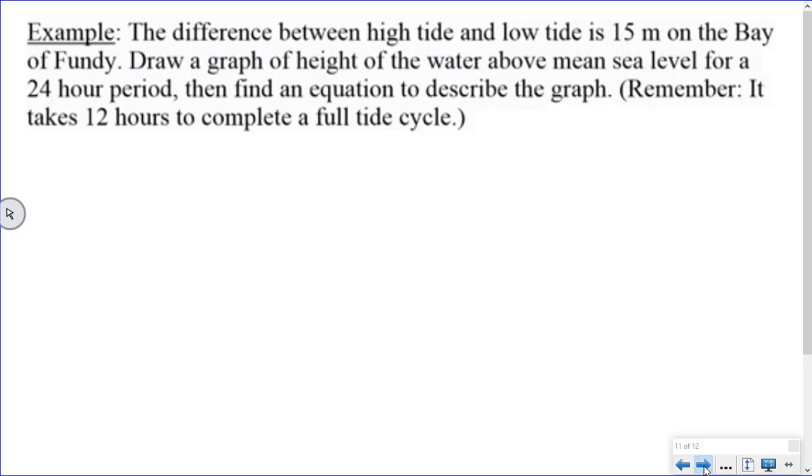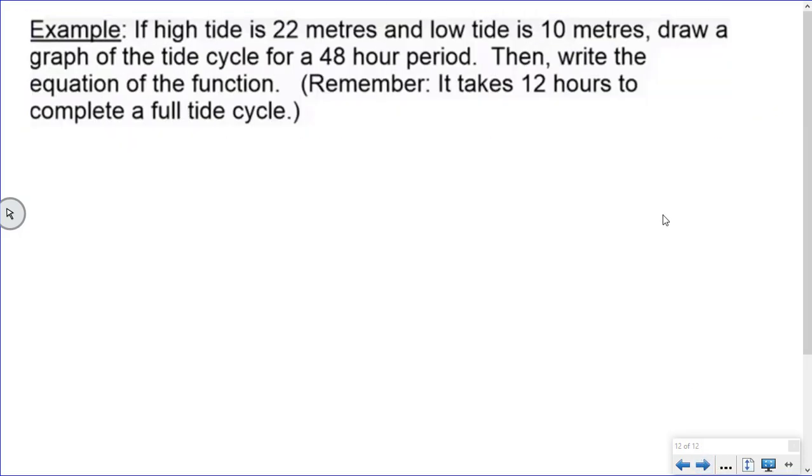and we could go from there. And then finally, here's another question where high tide is 22 meters and low tide is 10. Now it's worded a little differently, but it's still providing us with the same information. Instead of saying that the difference between them is some value, it's saying here's the high, here's the low, so it'd be up to us to find the difference. So draw a graph of the tide cycle for a 48-hour period. The other thing about this question is it's not talking about in relation to the mean sea level, because it's giving us 10 and 22 meters.